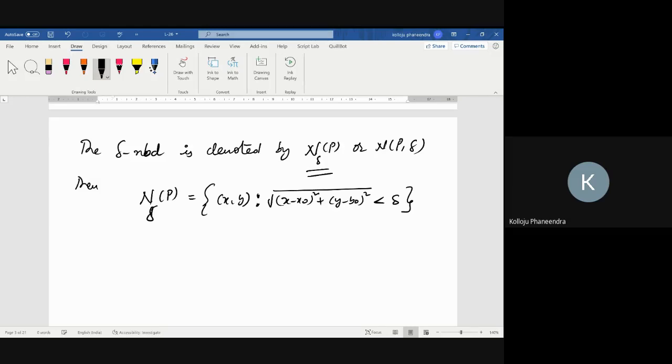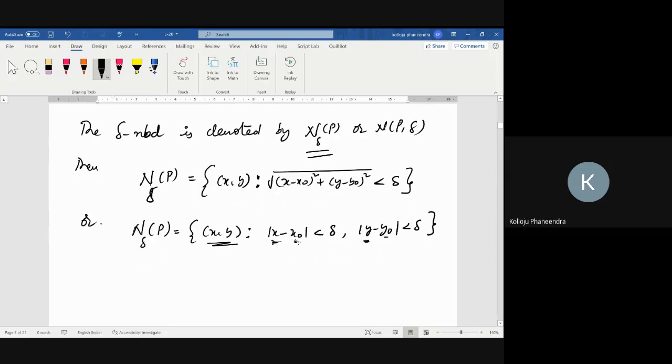Okay, this is important. One can also define the neighborhood of point P in a simpler manner. It is the set of x comma y points such that x minus x naught, the distance of any point x from x naught, must be less than delta. By the same logic, y minus y naught is also less than delta. This is also important. Here we have x naught, y naught, and any point x comma y in the region, where the distance between x and x naught is less than delta, and the distance between y and y naught is less than delta. This is called the delta neighborhood.